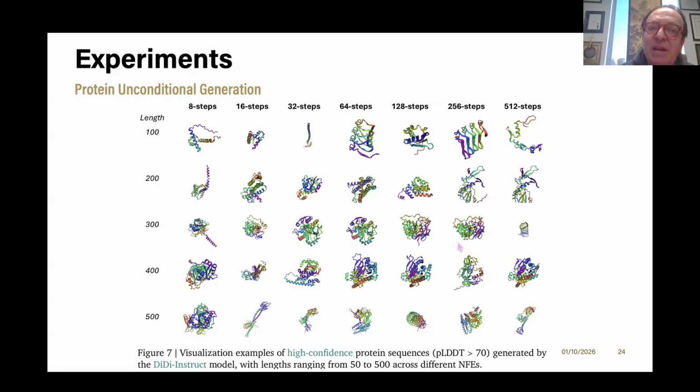Here it says protein unconditional generation. Does that mean that unconditional means you don't really obey any constraints? Yeah, that's right. There's no prompt or anything.